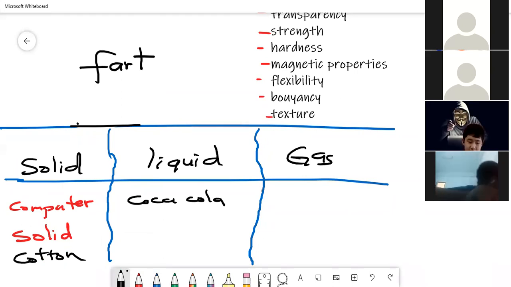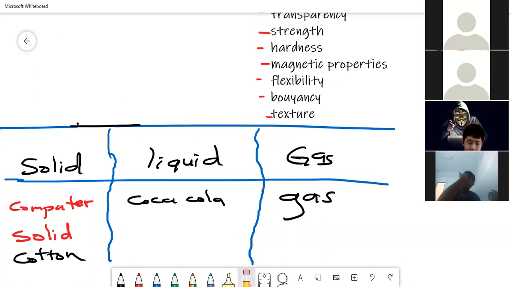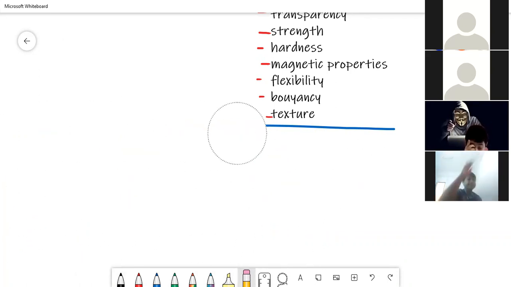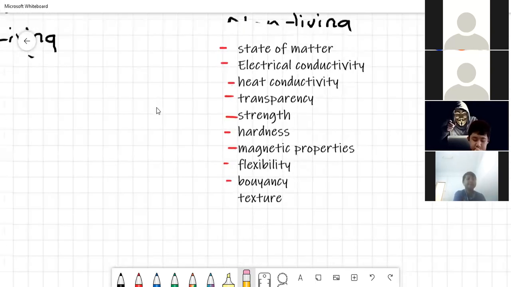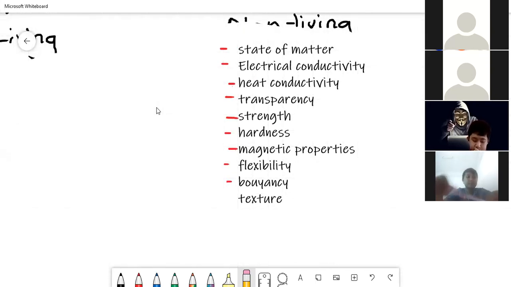Fart. Gas. Okay, next. How about t-shirt? Solid. Okay. So we can identify everybody now. Everybody understands this already. So we can classify them into solid, liquid, or gas. We can classify non-living things by state of the matter.